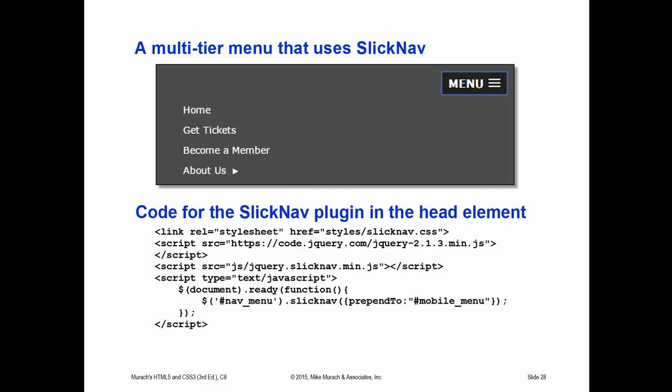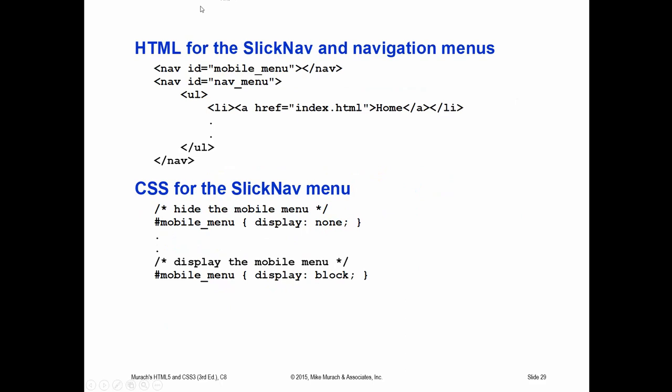Now, before you use this, you have to include a link to that slicknav.css file and a script element for the jQuery.slicknav.min.js file. You also have to make sure you include jQuery, and you have to include that above where you include the jQuery.slicknav.min.js file. Okay? What this is going to basically do is it makes it easier for you to set up navigation systems on smaller devices. So there's the HTML that you would use, and there would be the CSS.